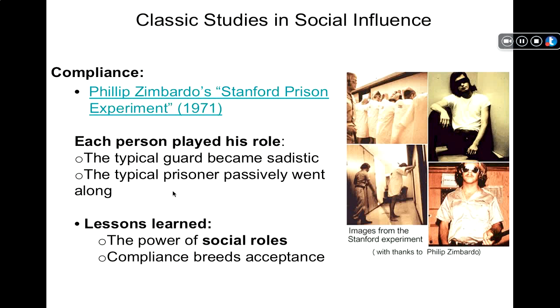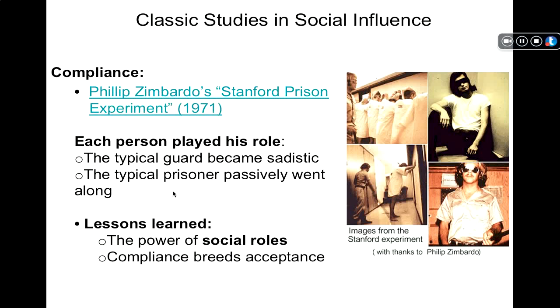So the power of social roles was illustrated in the Stanford prison experiment. You give people a role, you put them in the context, and people will fulfill those role expectations, even if it means doing things that are inconsistent with the kind of person that they believe themselves to be. This is the power of the situation.